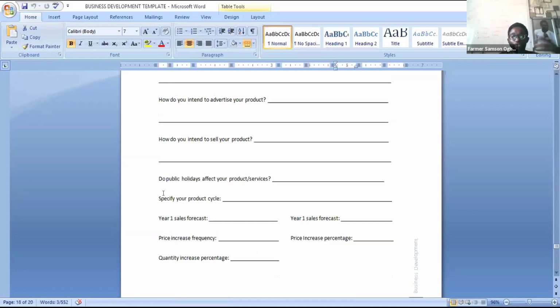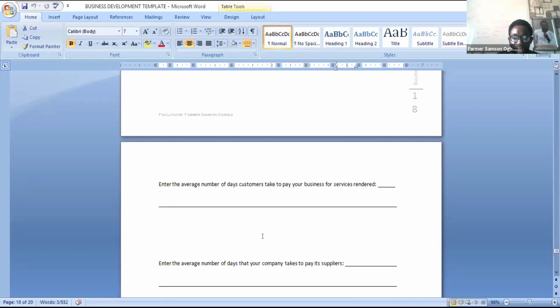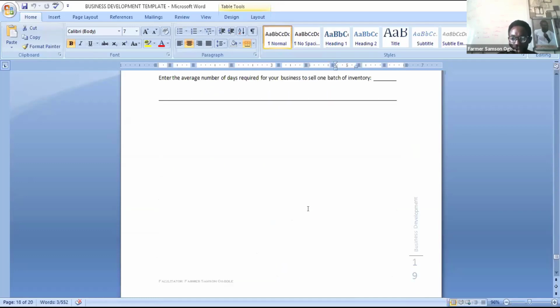Then next is your sales one year forecast. Then what kind of increment do you see? Is it an increment every year, every 6 months, every 3 months, or every month? Then enter the average number. I think we've done this.